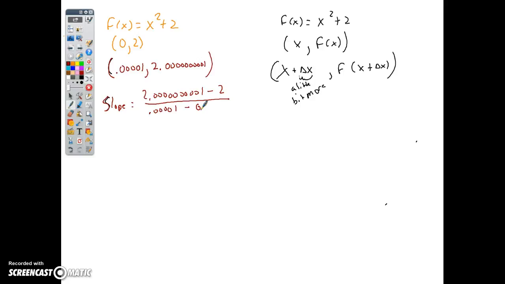So what's the slope over here going to be? f of x plus delta x minus f of x, all over x plus delta x minus x. Why would we do this? I'm out of room now.